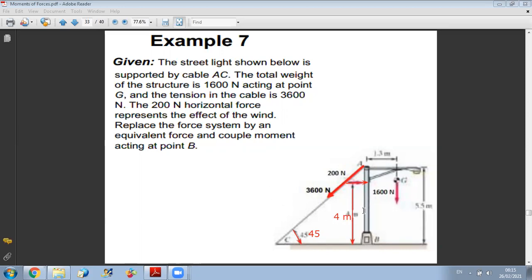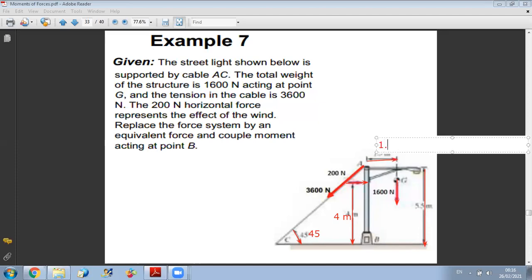And also you have the weight of the structure, acting at its center of gravity, which is equal to 1,600 Newton. And here the height is given. The total height of my structure is 5.5, and I have all distances needed. So I have here the distance from G to A is 1.3.